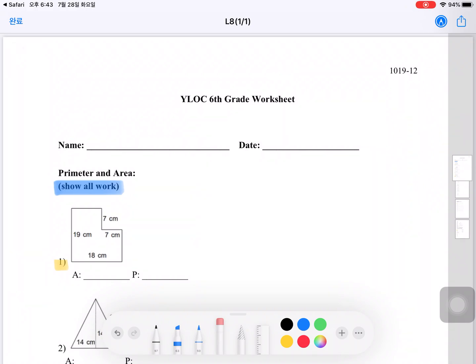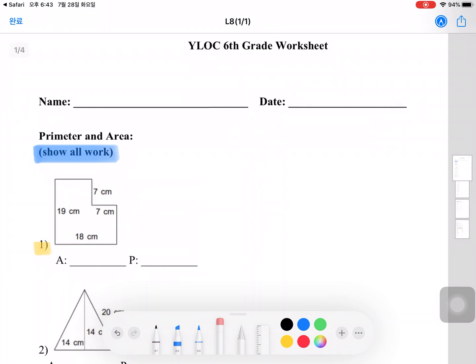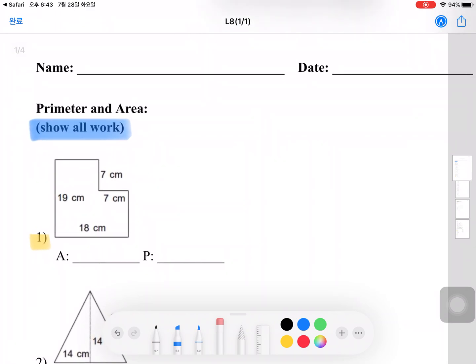Hey guys, welcome to lesson 8 of the Y-Log 6th grade worksheet curriculum. Let's start off right away with finding the perimeter and area of these shapes. I'll be doing numbers 1 and 4 with you guys, and always remember to show your work. Let's jump right in with number 1.